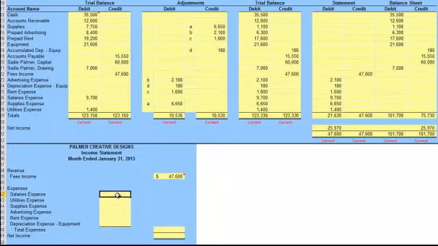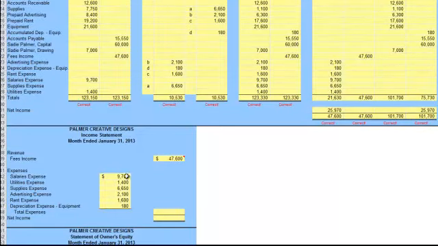Salaries expense was $9,700. Utilities expense, I don't know why these aren't in the same exact order as on the worksheet, but that's all right, $1,400 for utilities expense. Supplies expense was $6,650. Advertising expense was $2,100. Rent expense was $1,600. And depreciation expense was $180. So those are the expenses, and again, I get them right from my worksheet in the income statement columns.